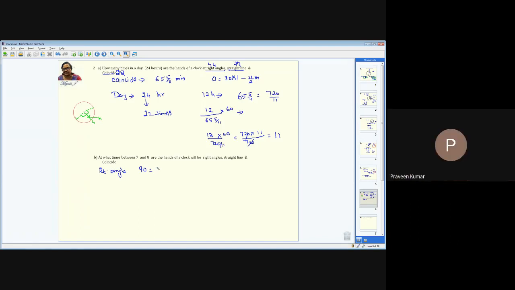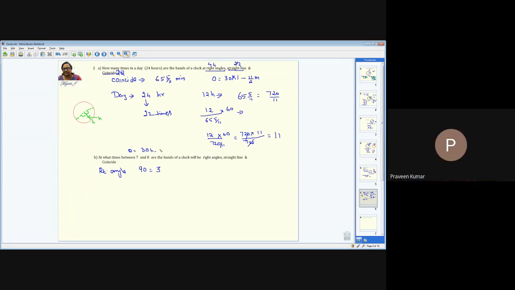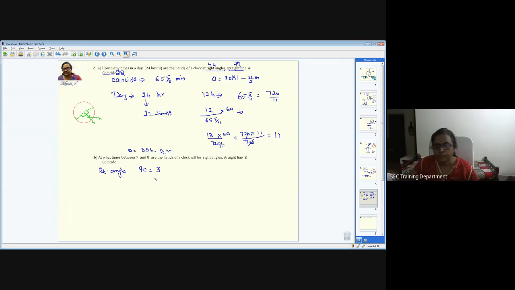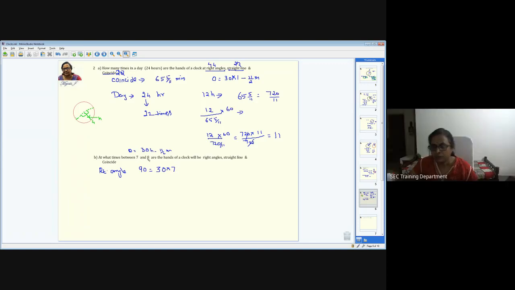The formula, 7. So 30H. Let me write the formula again. Theta is equal to 30H minus 11 by 2 M. So 30 into the time should be 7, because it is 7 o'clock and some minutes. So the time passed is 7. Then minus 11 by 2.